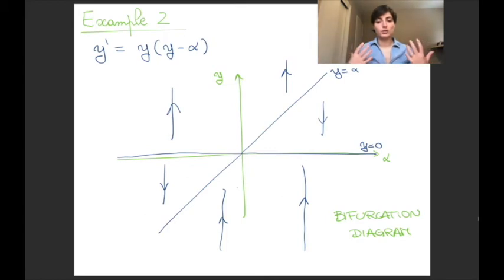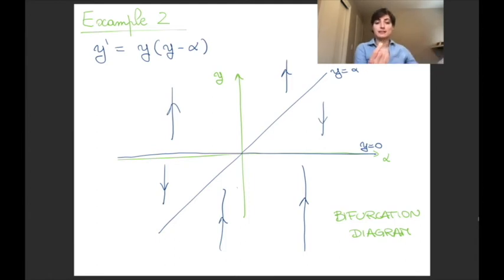Here we see what bifurcation is happening. Bifurcation means that the structure of your equilibria is changing. In this case, it is changing at y equals 0, alpha equals 0, because it's the one point in which we have one equilibrium instead of two equilibria, and the stability of the equilibria is changing.